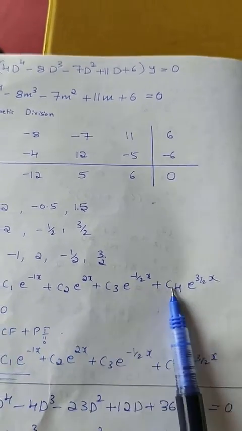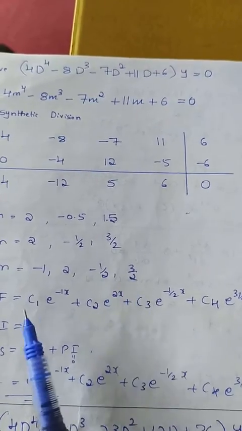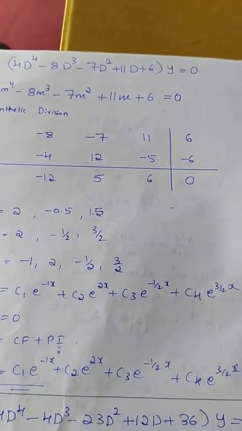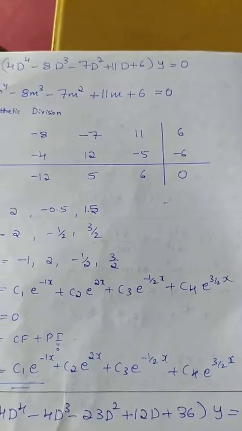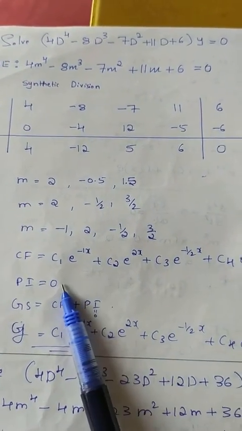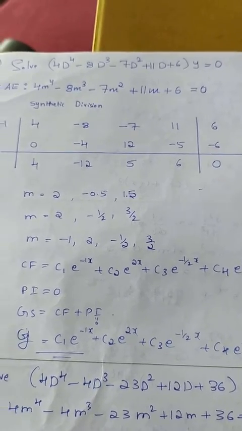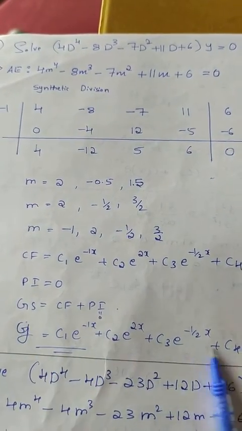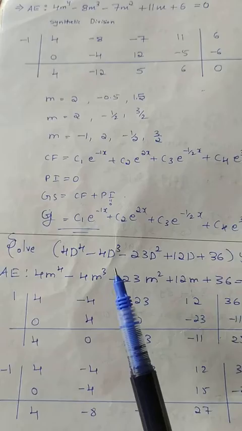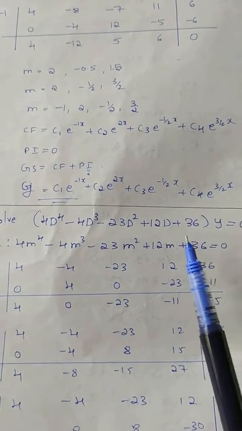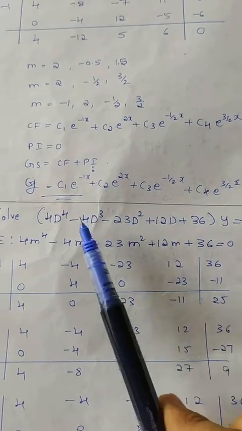Case 1. How many roots are there? 4 roots. Take 4 arbitrary constants, etc. Then you know how to write the CF. PI is 0 because the given differential equation is homogeneous. Write the general solution. Next, similarly, take one more differential equation.